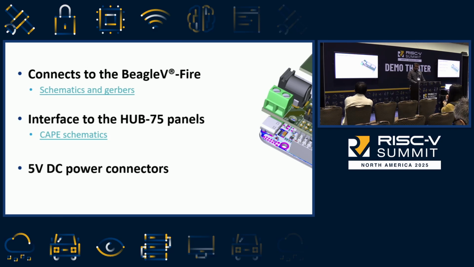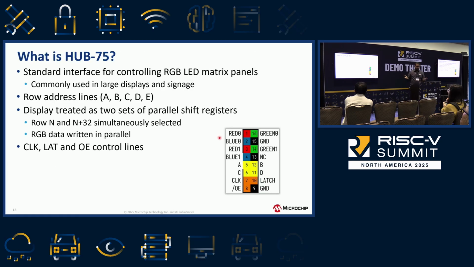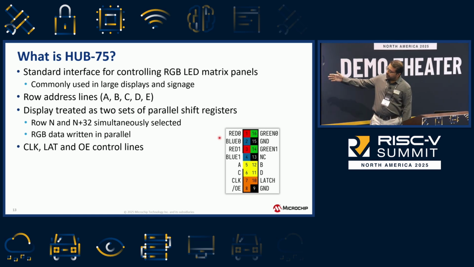So I've been talking about Hub75, but not with a lot of detail. So just a quick info on how this thing works, because we're talking about controlling 75,000 LEDs. How do we do it, right? Hub75 is a standard interface that's commonly used whenever you're using LED panels and matrix LED displays. It consists of a 16-pin interface that you can see here.